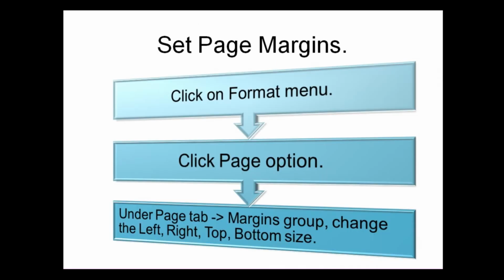Okay. Now next is how to set page margins. First you have to click on the Format menu. Then you have to click on the Page option. Under the Page tab, the Margins group is there. From the Margins group, you have to change the left, right, top, and bottom size of the margin.